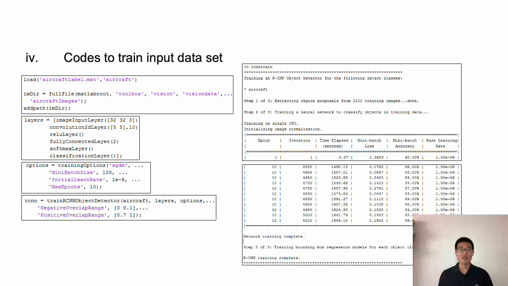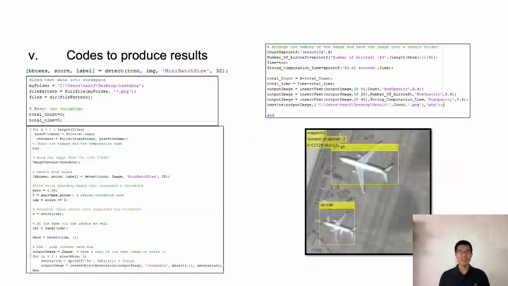So now on to the code used to train the input dataset. Again, all the implementation was done in MATLAB using the built-in neural network ML toolbox. Some of the code snippets can be seen over here. I'm not going into the details.